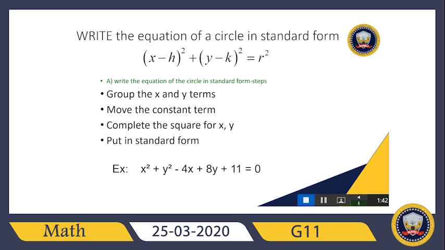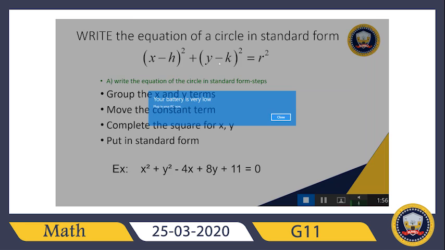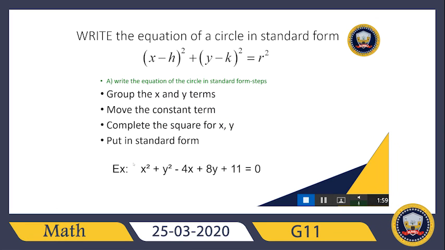So what should we do to find the standard form of the equation? Basically, we have to group the x and y terms. So we have x squared and y squared. We have to group x and y, and then move the constant to the other side, and the most important step, which is to complete the square for x and y. We will see how we do this, and then we can get the standard form. So let's take an example of how we can transfer this equation into the standard form.